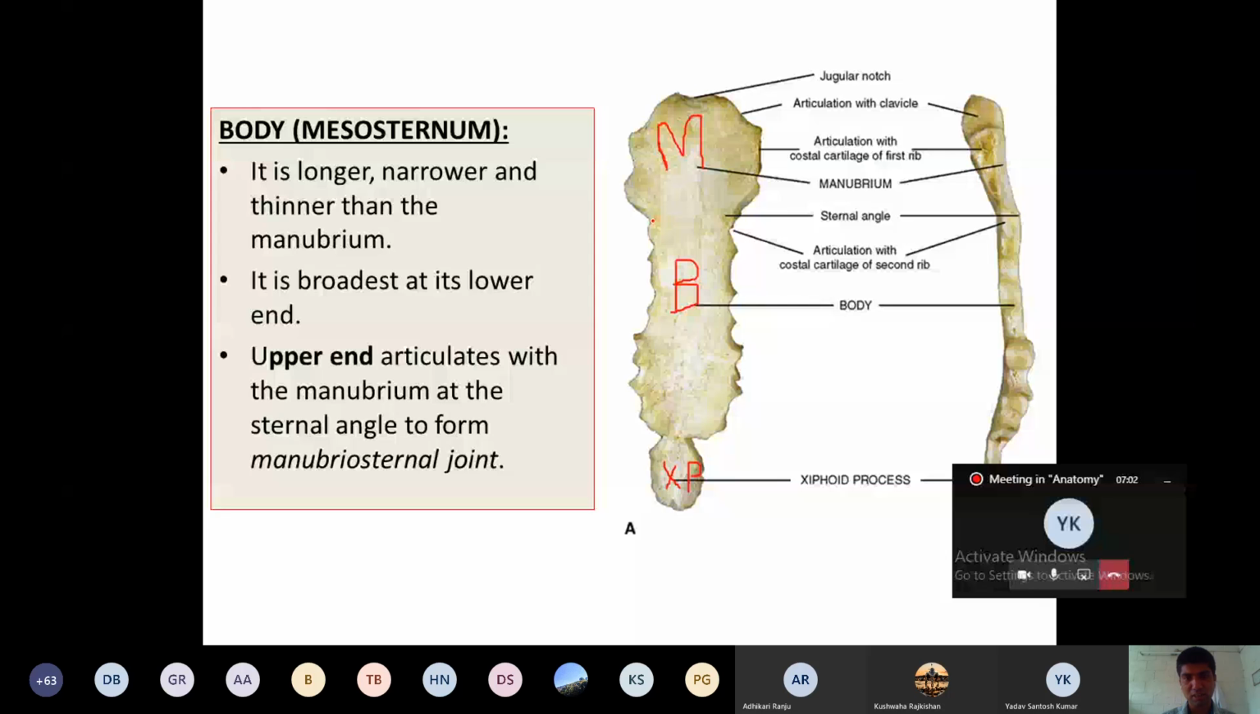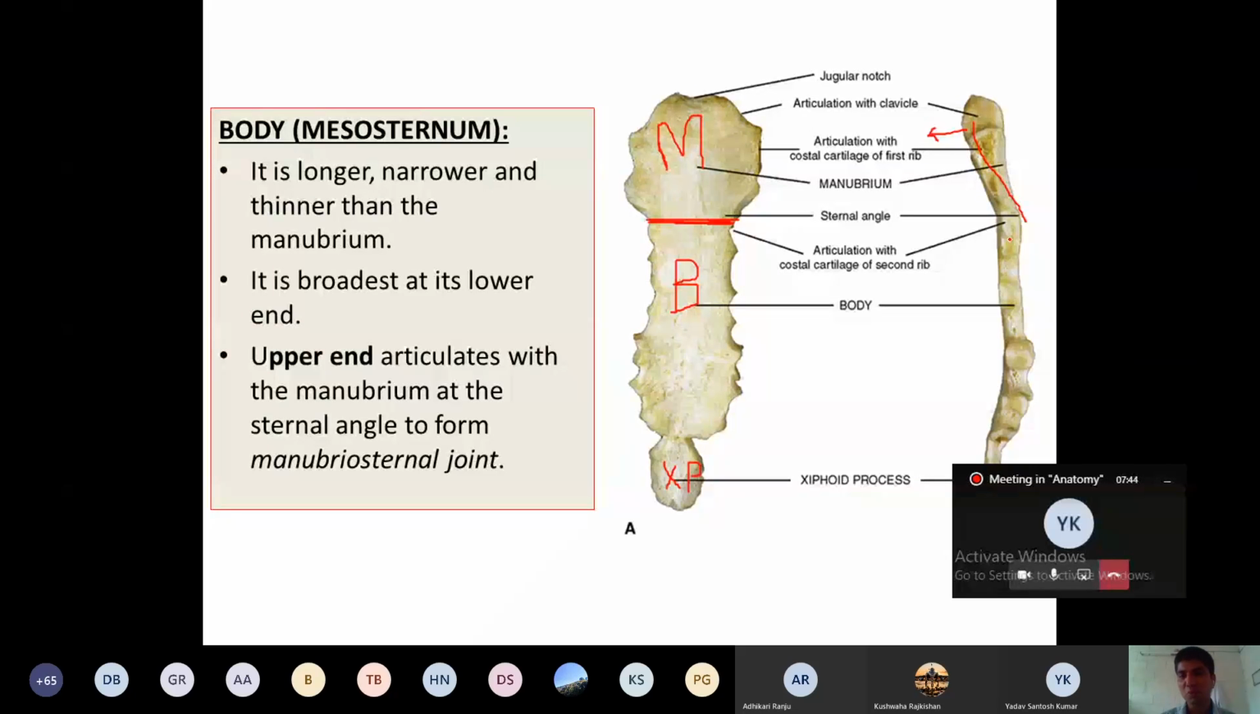I'm drawing the line at the level of the joint between the manubrium and the body of the sternum. This joint is known as the manubriosternal joint, and at this joint there is formation of an angle. Here you can see the manubrium, which is going in this way. See the red line, it is tilting backward. The upper border of the manubrium is going more backward, and the lower border of the manubrium is going more forward than the upper border.